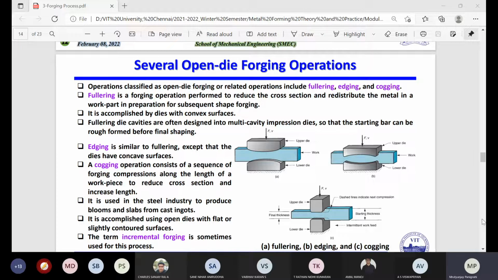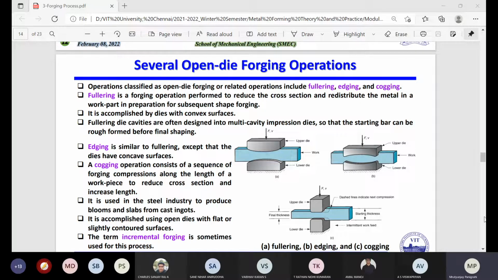And the second one we talked about is based on the temperature: cold forging, hot forging, or warm forging, right? These two we have discussed. Then the third one, based on the metal flow: open die forging, impression die or closed die, and the third one is flashless, right? These three we have discussed. And based on these, we did the open die forging in detail.